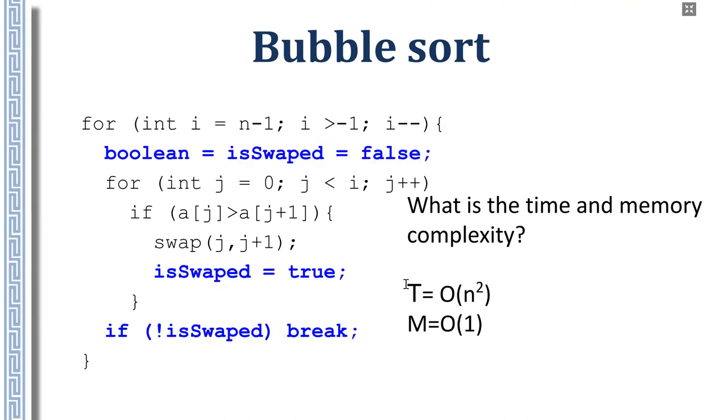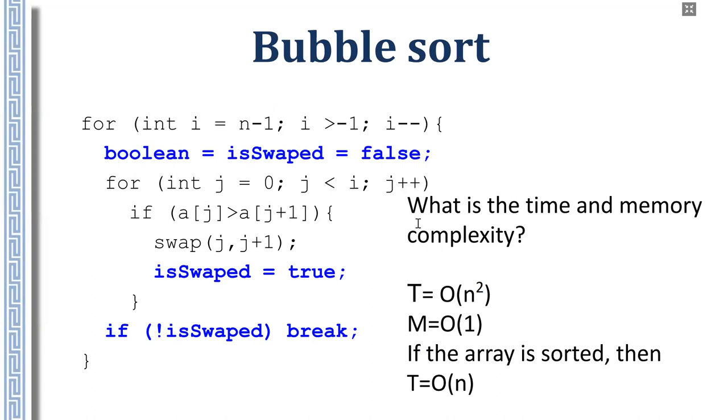But here we can say that if there is no swapping on some pass, then we shouldn't continue the sorting process, because the array is already in correct order. So we can add this check. If something was swapped, then we continue. But if there was no swapping at all, then we break and stop.